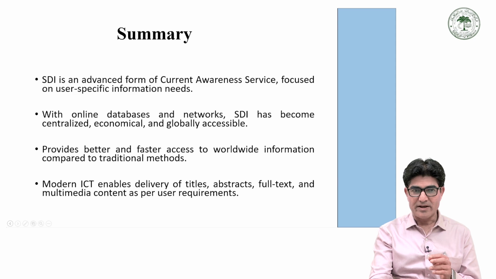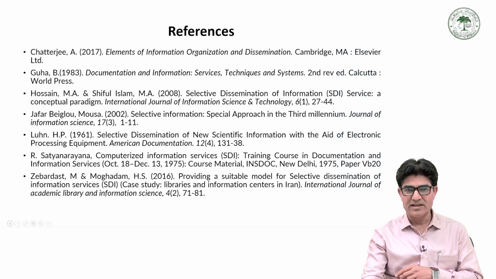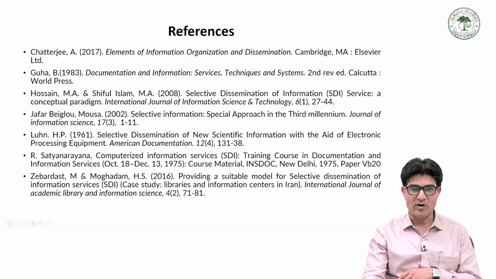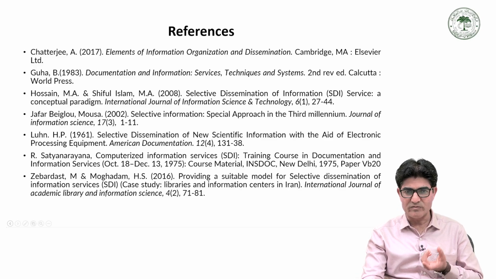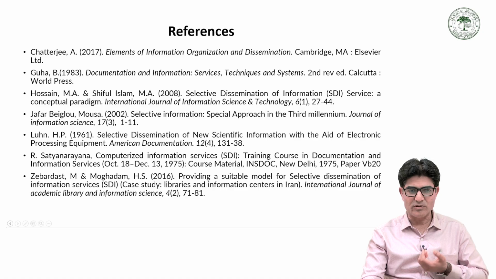With this, we are going to conclude, and these are the references that can be consulted. These are important books and articles for more detail. For example, Documentation and Information Services by Goha, and another important book, The Elements of Information Organization and Dissemination. There are also some articles published in journals, for example, in the Journal of Information Science, Selective Information, a Special Approach in the Third Millennium. Another important and very old article, written by H.P. Luhn, is Selective Dissemination of New Scientific Information with the Aid of Electronic Processing, published in American Documentation. So these original, traditional, and modern sources can be consulted for further details.